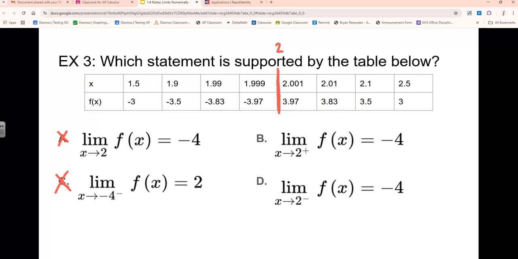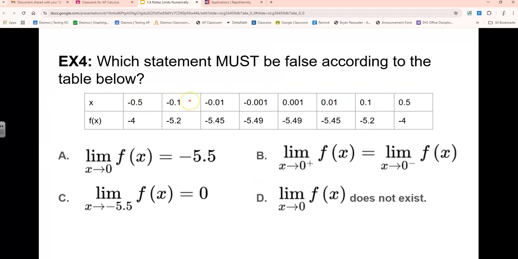But does one of the sides seem to go to -4? The left side, right, the numbers below 2, -3, -3.5, -3.83, -3.97, kind of look like we're getting closer to -4. So from the left, this is supported. Does the limit as X approaches 2 from the right equal -4? It is not. It looks like it's probably +4 for that. Now, this is not a guarantee. It might be 3.98 is what we're approaching. So, again, the question is supported, but not necessarily true, right?